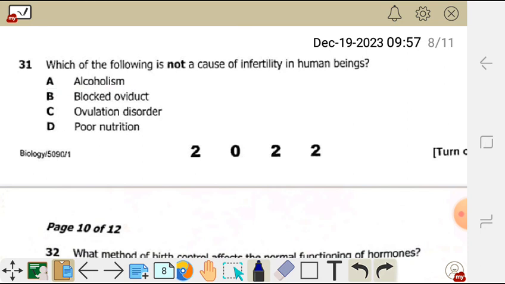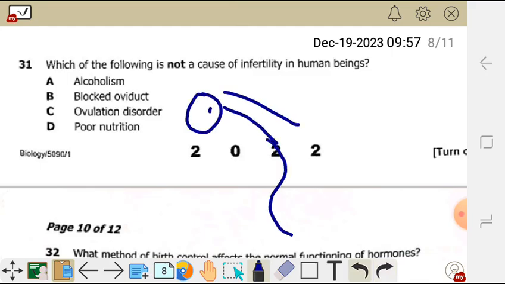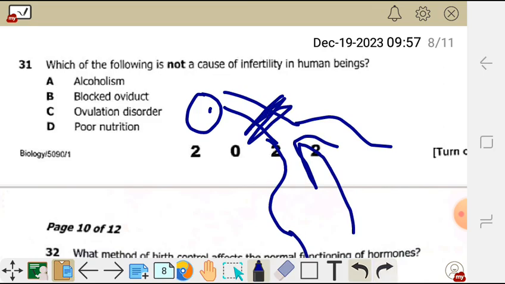Alcoholism. Alcoholism is not associated with infertility, but blocked oviduct. So if the oviduct, we have the ovaries this side, and then this is the oviduct. If you block this part, the sperms which are coming from the vagina here won't be able to fertilize this ovum there. Then that will cause infertility.